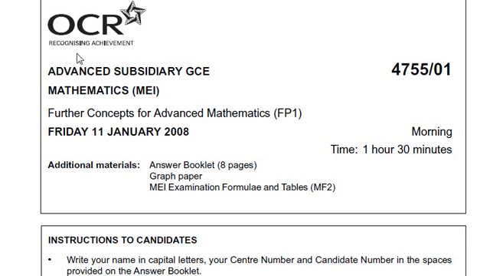Hi, today we are doing the hardest paper of the AS module, Further Pure 1. This qualification is for OCR MEI, so if you're not doing this, I will turn away and look for some other guides. But if you're doing this, you'll need an answer booklet which will be given. You can use line paper if you want to follow through this paper with me, some graph paper for graph work, and an MEI examination formula and table, and that will be given to you as well. So let us start.